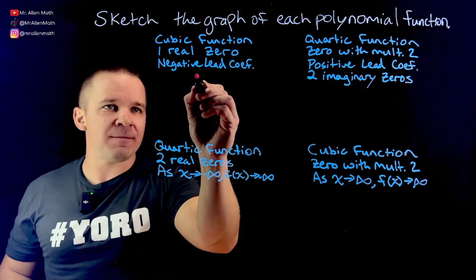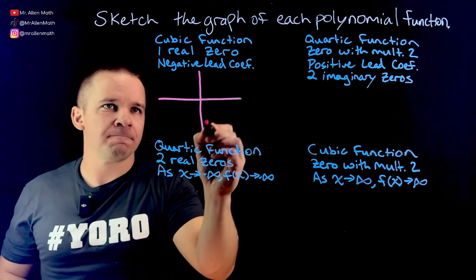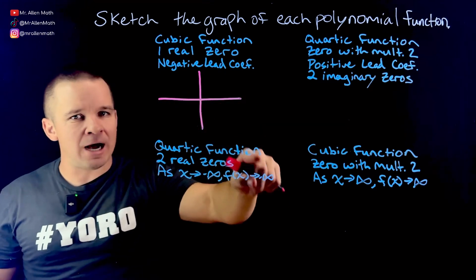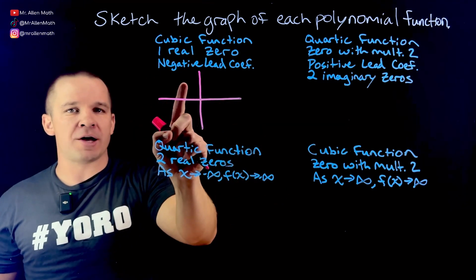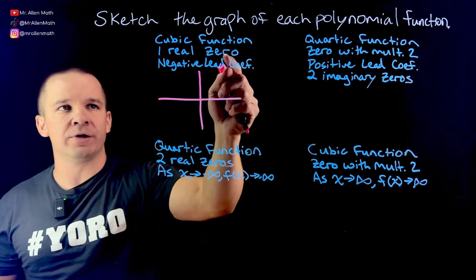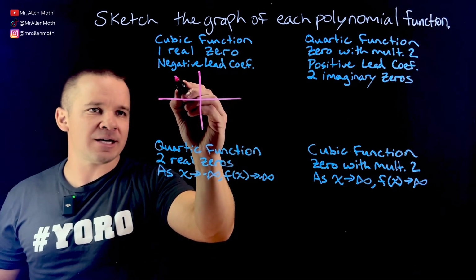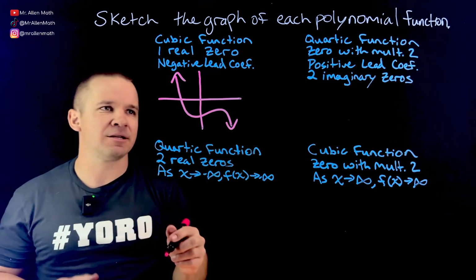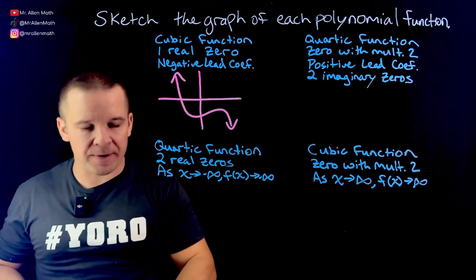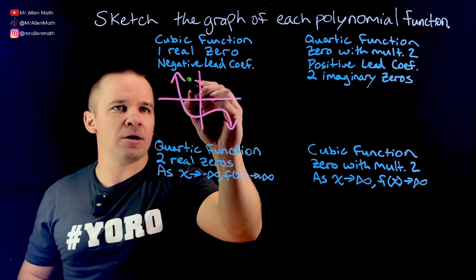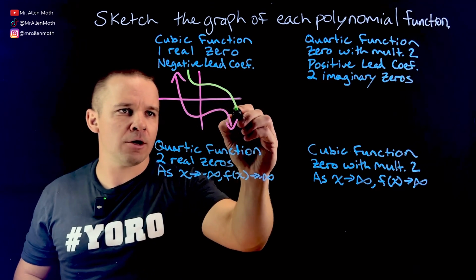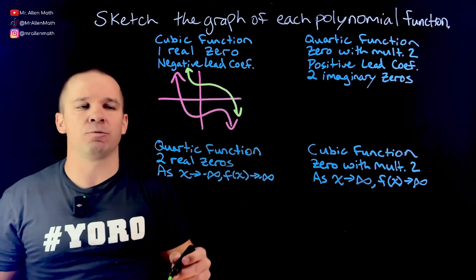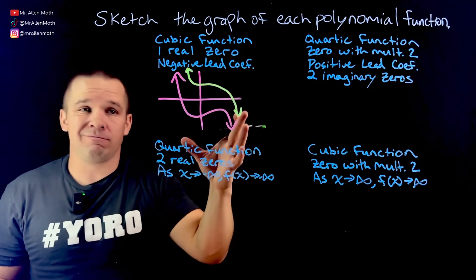So if I have myself a graph here, it's got to end going down and to the right, but I can only cross the x-axis once because it has one real zero. So I'm going to do something like this right here. Pass through. Beautiful. Fantastic. Excellent. There's another possibility here. We could have started up here and crossed over at that point as well. So wherever you want that graph, that's cool.